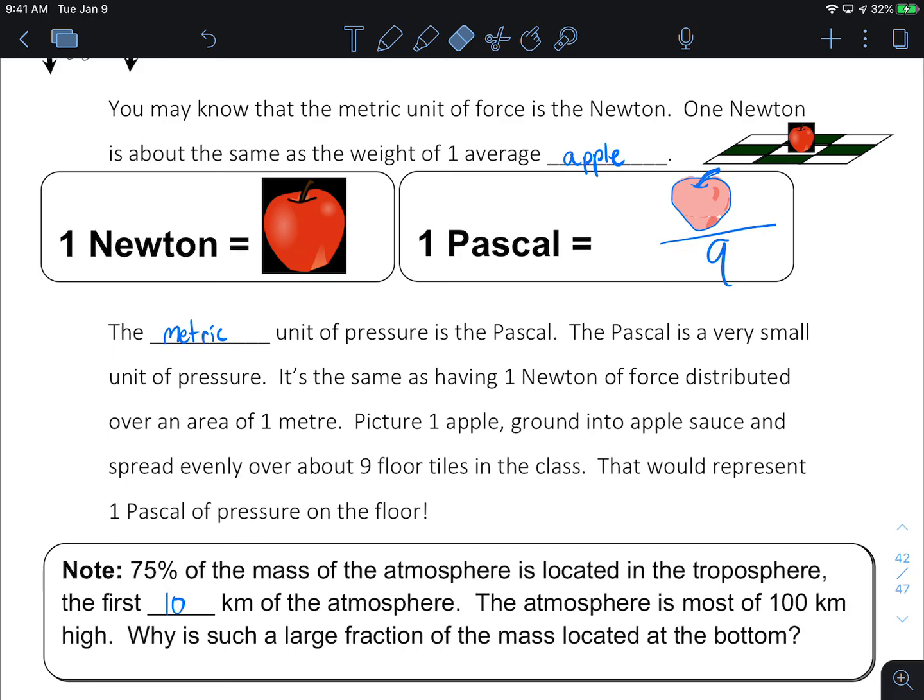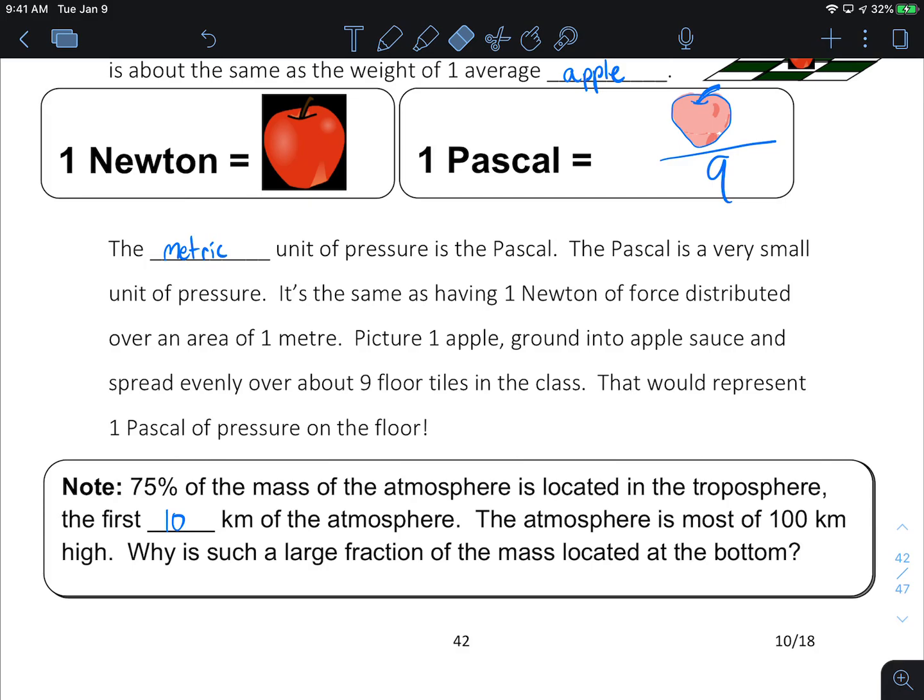It's the same as having 1 Newton of force distributed over an area of 1 square meter. So picture 1 apple, round it up into applesauce, and then spread that applesauce across 9 floor tiles. Typically, a floor tile in our class was a 1 by 1 foot floor tile. And if you spread that applesauce thinly across it, that would represent the amount of pressure on the floor caused by the air, by 1 Pascal of air.